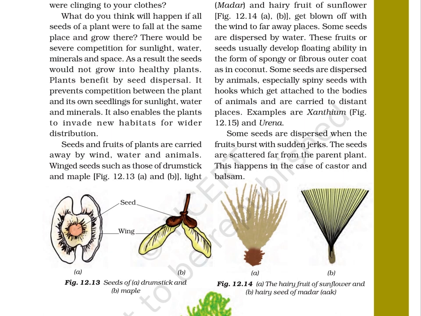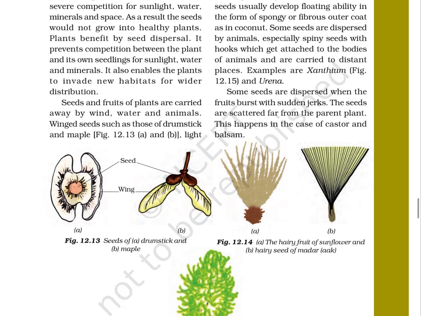Some seeds are dispersed when the fruit bursts with sudden jerks. The seeds are scattered far from the parent plant. This happens in the case of castor and balsam.